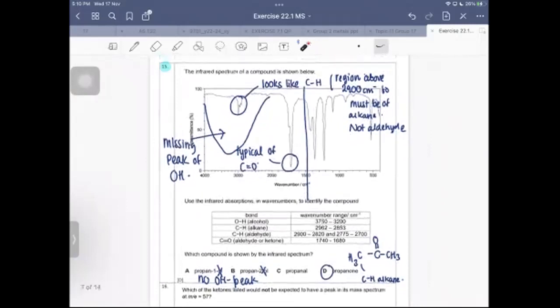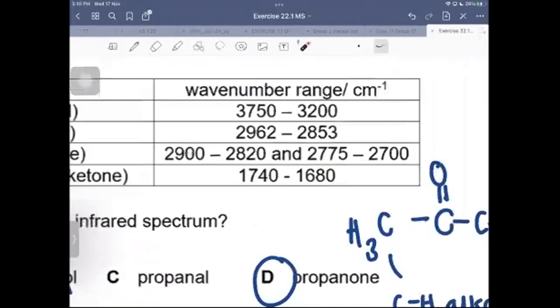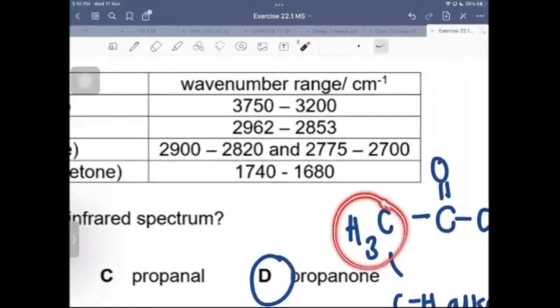Then I look at the given options. As I said, no OH peak, so it cannot be alcohols A and B. Now you're left with propanal and propanone. Both of them contain the C double bond O. The only thing that's different between these two would be the CH. The CH of aldehyde will produce a much lower signal, so that means it cannot be aldehyde. You are left with propanone. The CH is of alkane, and how can you tell it's alkane? Because it's CH3, your alkyl group.